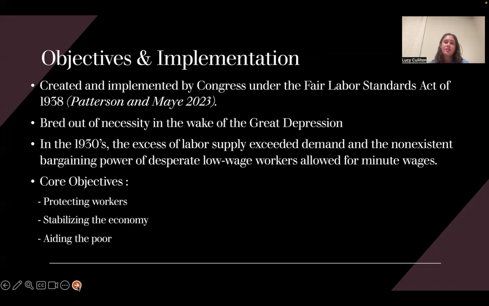Looking at objectives and implementation, it was created and implemented by Congress under the Fair Labor Standards Act of 1938, and it was bred out of necessity in the wake of the Great Depression. In the 1930s, the excess of labor supply exceeded demand, and the non-existent bargaining power of desperate low-wage workers allowed for minute wages to be given to employees. So its core objectives were protecting workers, stabilizing the economy, and aiding the poor.